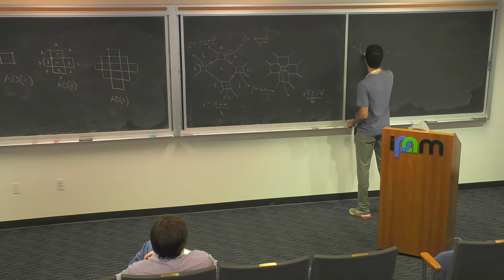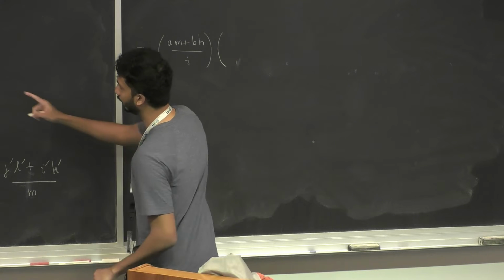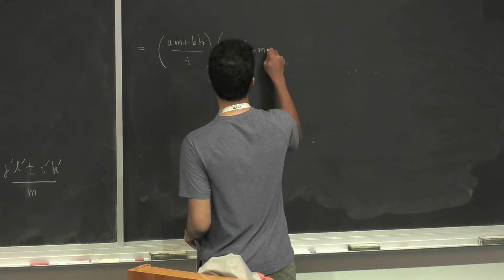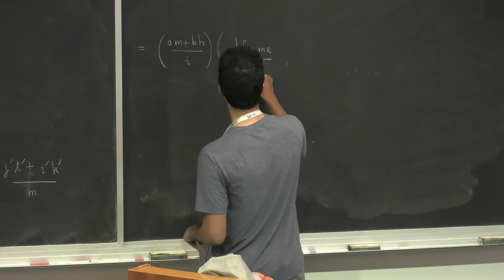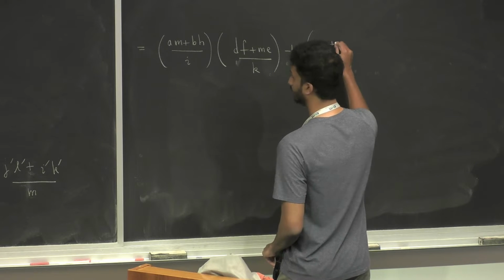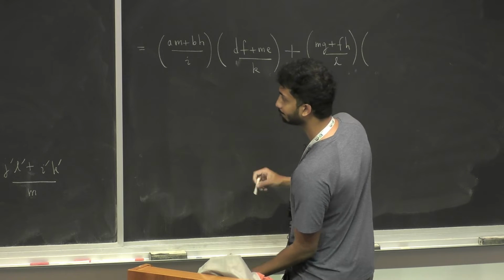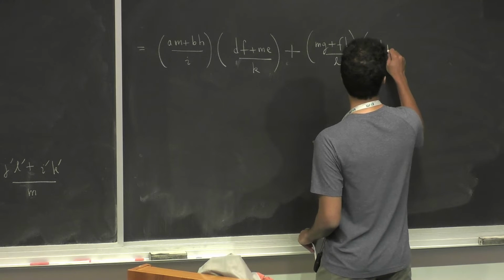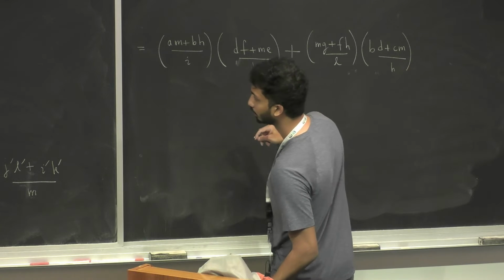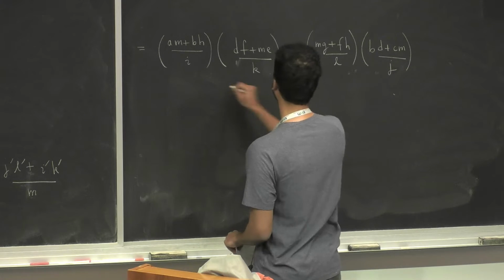So I prime is (AM plus BH) over I, and then times K prime, which is (DF plus ME) over K, plus (MG plus FH) over L, (BD plus CM) over J, divided by M.